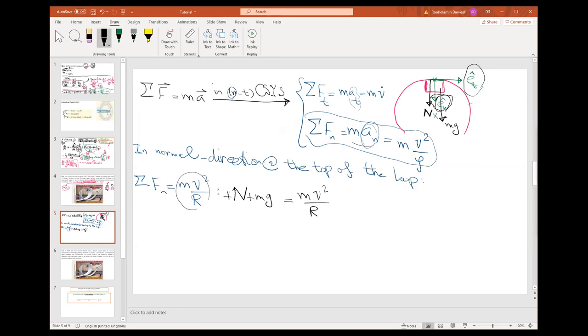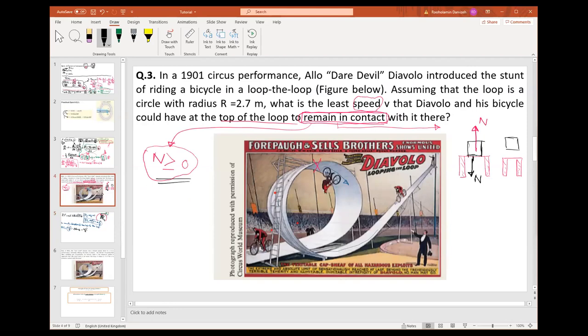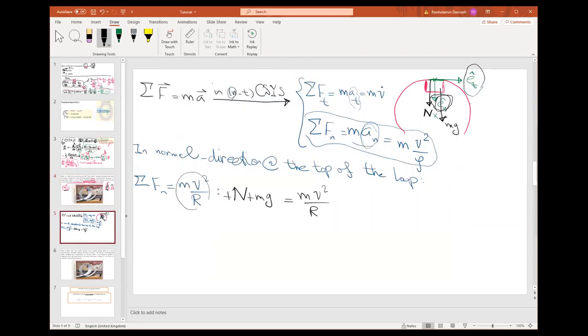Now we return to this condition: N should be greater than or equal to zero. N is equal to m v squared over rho minus mg. The rest is just playing with mathematical things. This is the condition to keep the contact. From this one, if you cancel the mass and take g to the other side, your v squared should be greater than or equal to rho g.